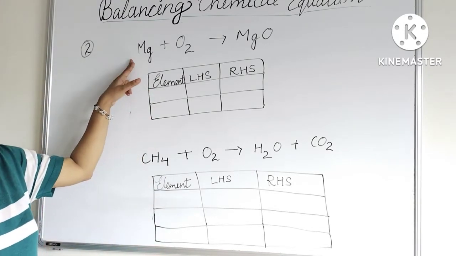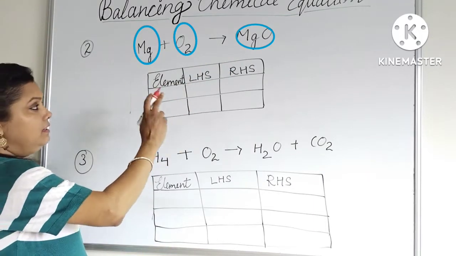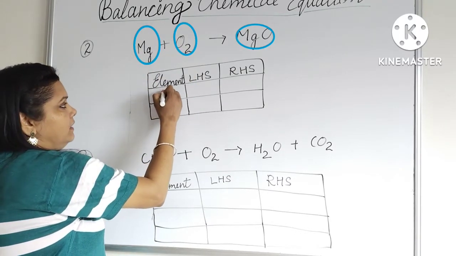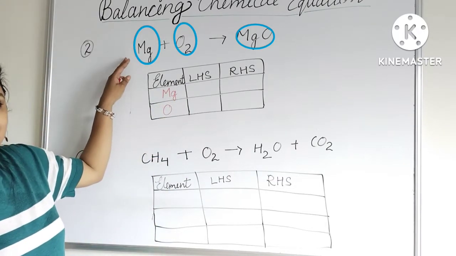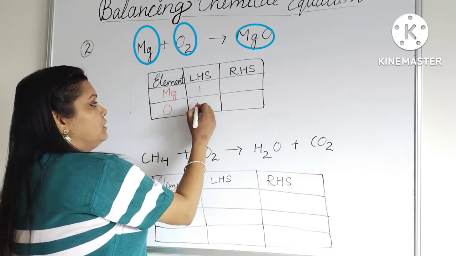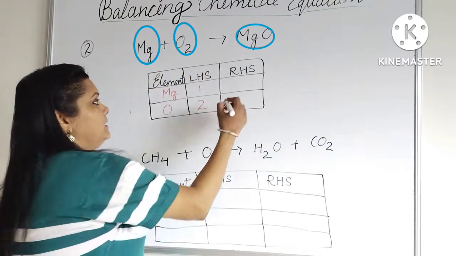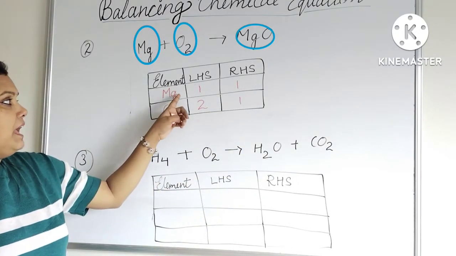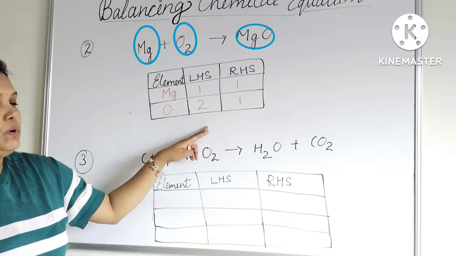So here, Mg plus O2 gives MgO. Now we have to draw a table, then write elements, LHS and RHS. Now how many elements are there? Only 2 elements, Mg and O. Now in the LHS side only 1 Mg is there, and how many atoms of oxygen? It's 2. And in the RHS side it's 1 and 1. As you can see, Mg is 1 and 1 on both sides, but oxygen is 2 and 1.